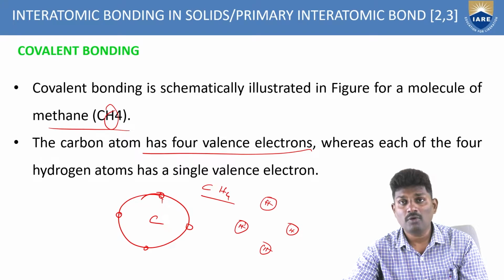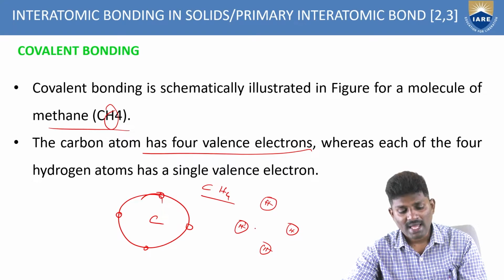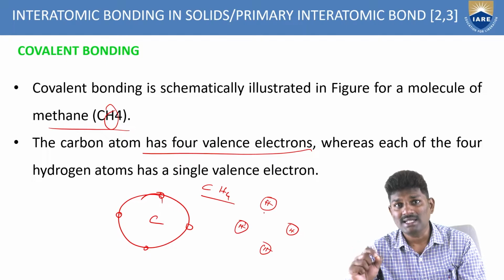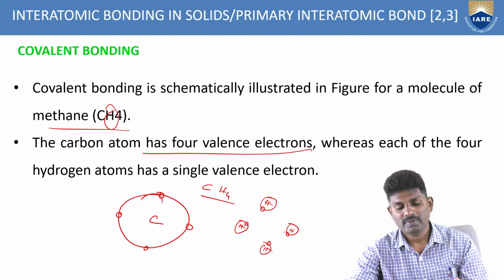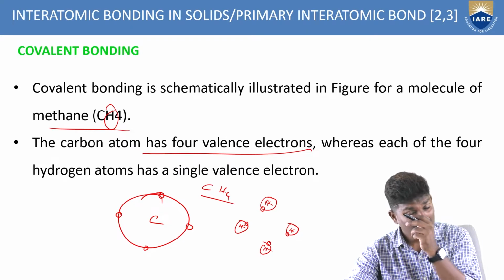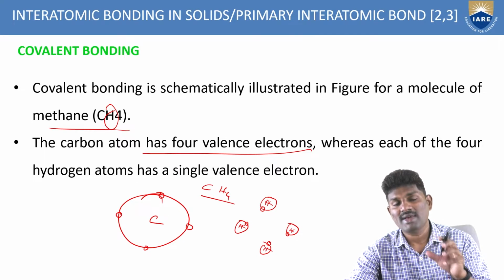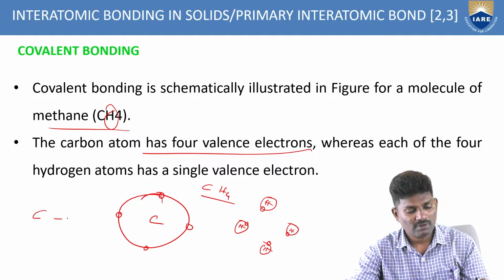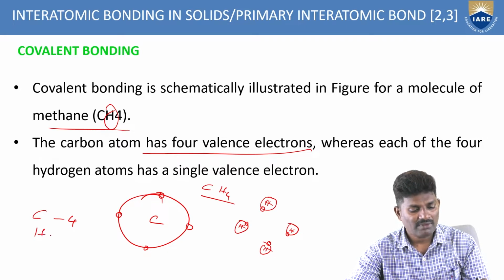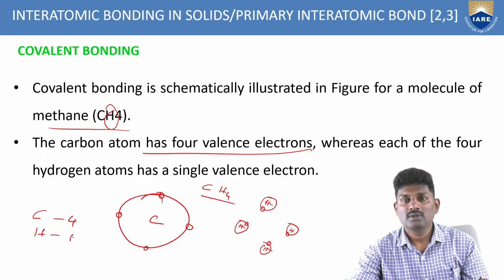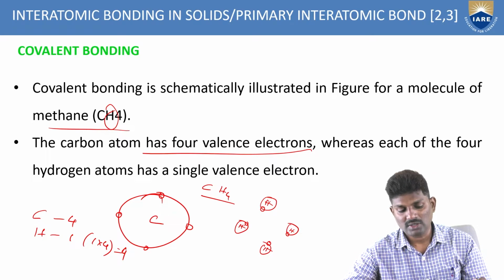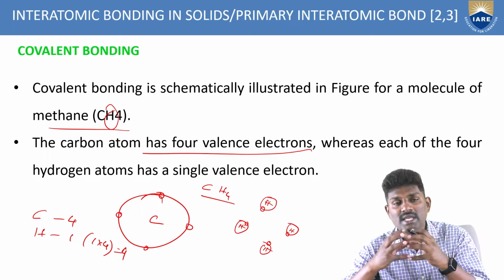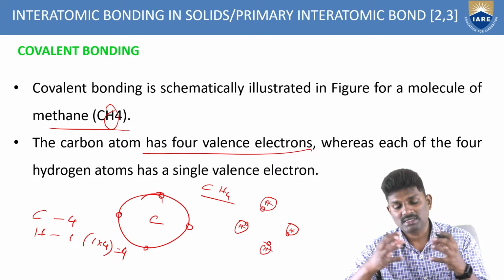So carbon has 4 valence electrons on the outermost shell, and the hydrogen has a single valence electron. So 1, 1, 1 and 1. Here the 4 hydrogens each have a single valence electron. So carbon has 4 valence electrons and the hydrogens have 1 each, 1 into 4 gives 4. Each hydrogen has 1 valence electron. Now we'll see how there is a covalency nature between C and H4, that is the methane.